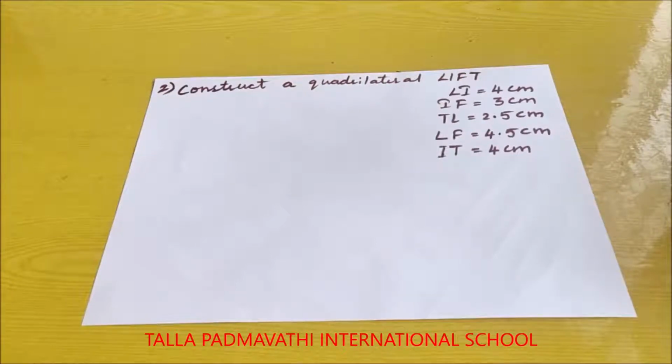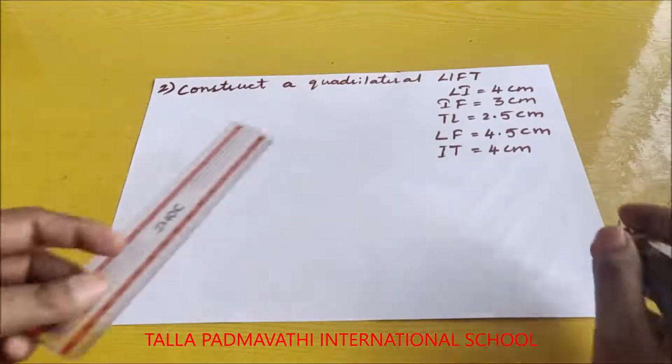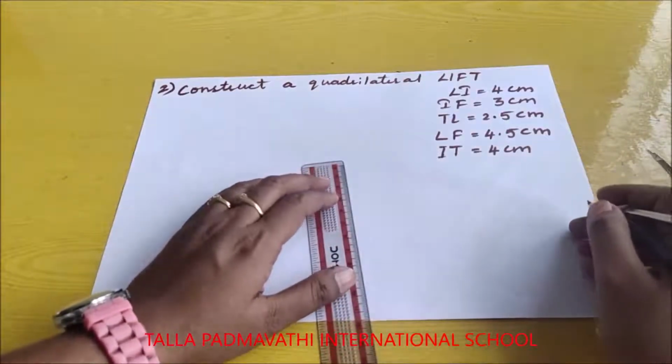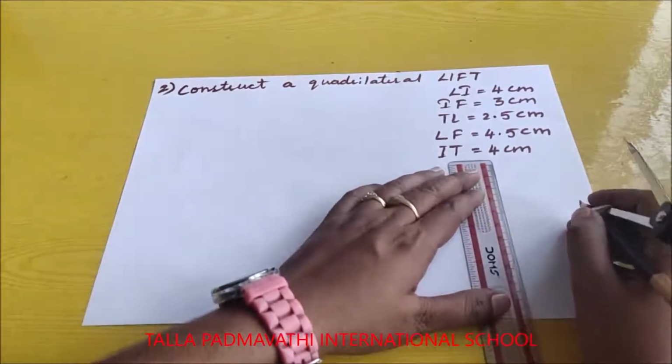So now this is the second problem, children. Here we are going to construct a quadrilateral LIFT. This is when 2 diagonals and 3 sides are given. So let us draw a rough figure with the given measurements. So first, here the 2 diagonals are given.